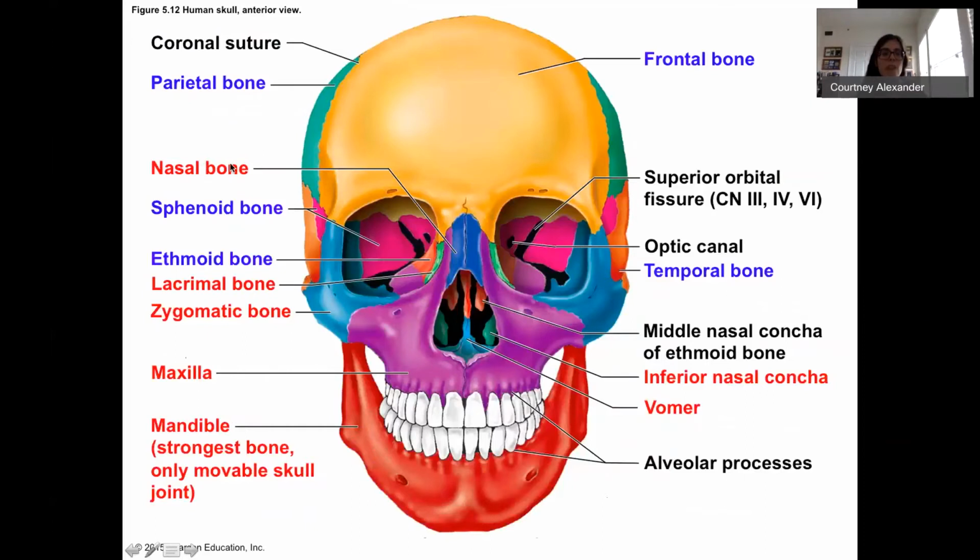view are our facial bones, specifically our mandible here, which is the strongest bone and the only movable bone in your skull. Now, we'll work in class on some exercises labeling the bones and coming up with mnemonics to help us remember our cranial and our facial bones.